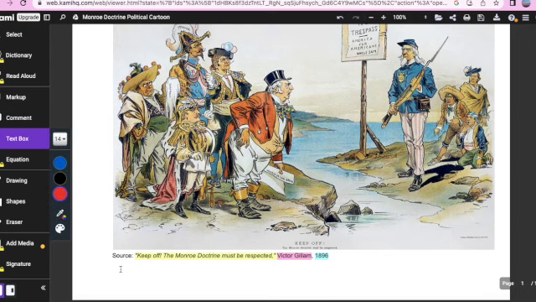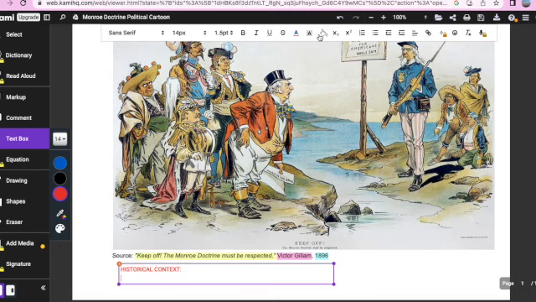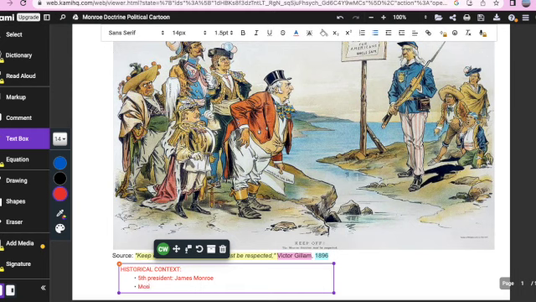Next step is also the same. We're going to list the historical context. What is going on in the world during this time? Let's give the cartoon some context. So if you look here, the Monroe Doctrine. Monroe, he was our 5th president. So our 5th president is James Monroe. And he was the one, Monroe gives this speech, a speech called the Monroe Doctrine.